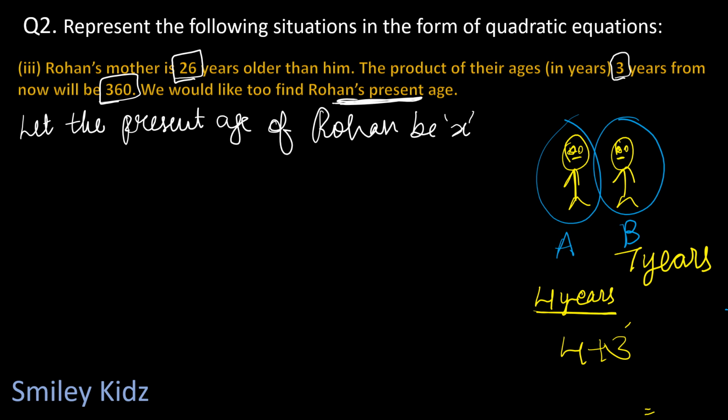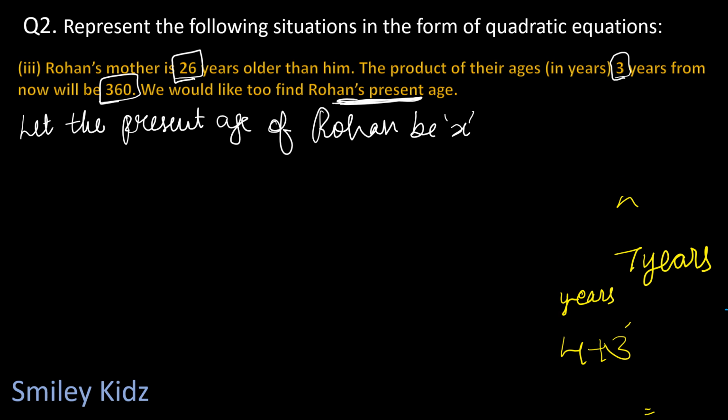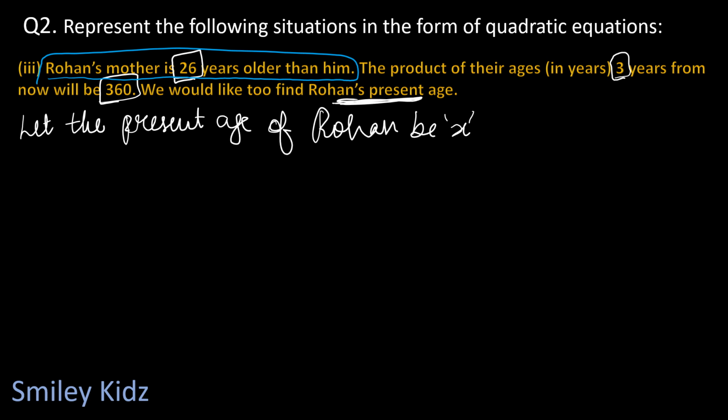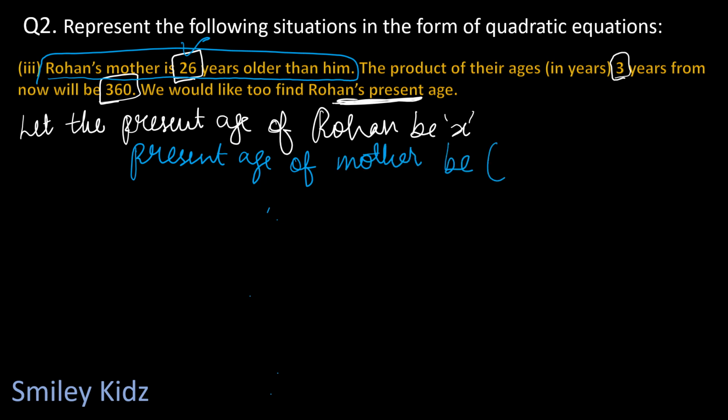Now apply the same concept in the question asked to us. Rohan's age is 26 years less than his mother. That means Rohan's mother is 26 years older than him. Then the present age of mother will be x plus 26, obviously.